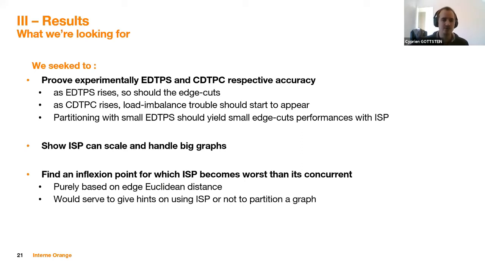And we wanted to show that ISP can scale and handle big graphs and find an inflection point for which ISP becomes worse than its competitors. This is important to us as we believe that in graph partitioning, there aren't enough tools to properly help people choose between several graph partitioning strategies for their graph. And this is to give hints to potential users as to when to use or not use our strategy. And this should be purely based on edge Euclidean distance, as we believe it is the ultimate factor regarding ISP edge cut performances.